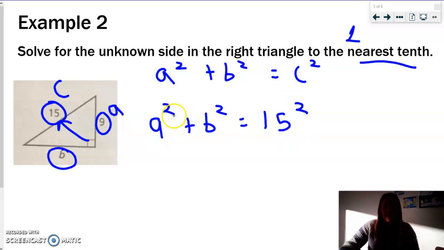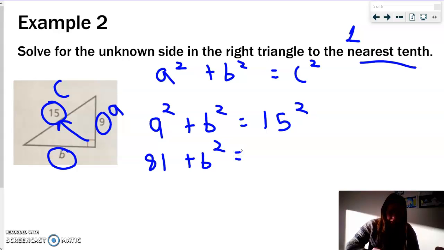Now I'm going to solve out my squares here. Well, 9 times 9 is 81. I don't know b squared. I actually don't know 15 squared off the top of my head, so I'm going to grab a calculator, which is 225.